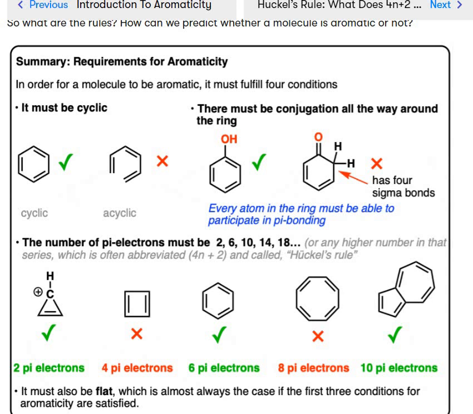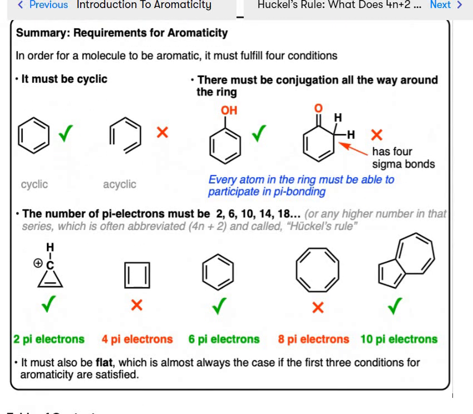So, the summary of requirements for aromaticity. In order for a molecule to be aromatic, it must fulfill four conditions. It must be cyclic. You can see this, cyclic and acyclic. There must be conjugation all the way around the ring, so every atom in the ring must be able to participate in pi bonding. You can see here an atom has 4 sigma bonds, so the second condition is not possible.